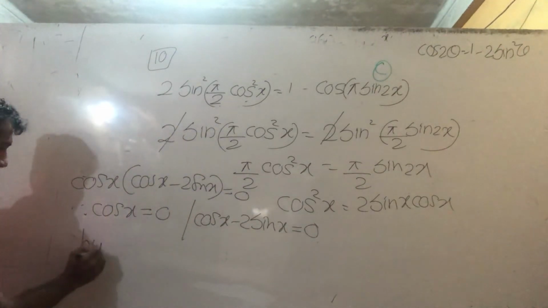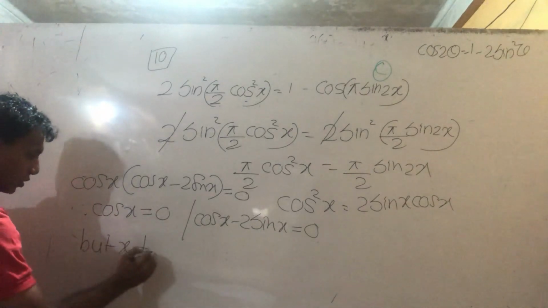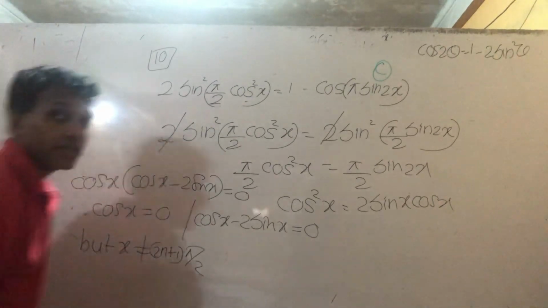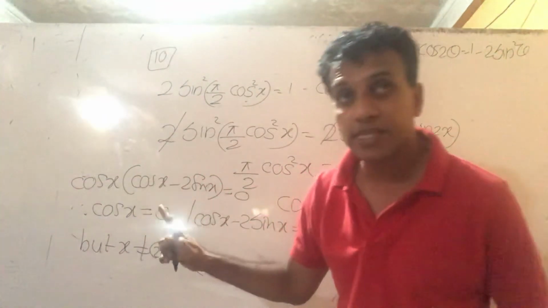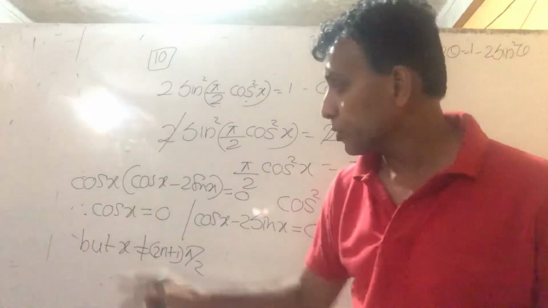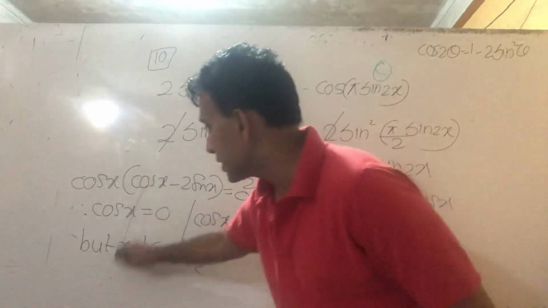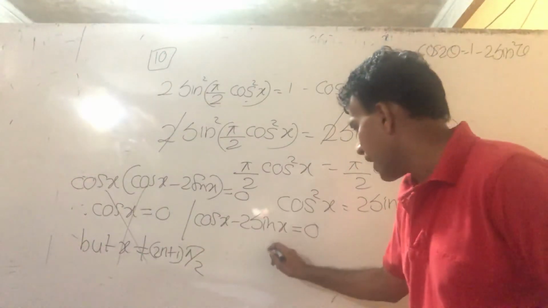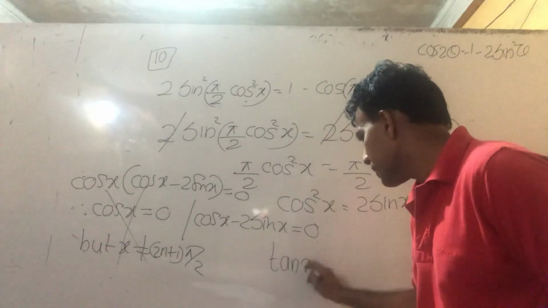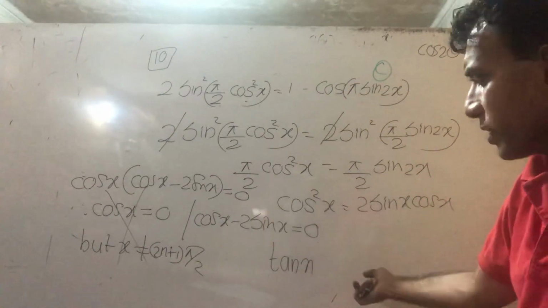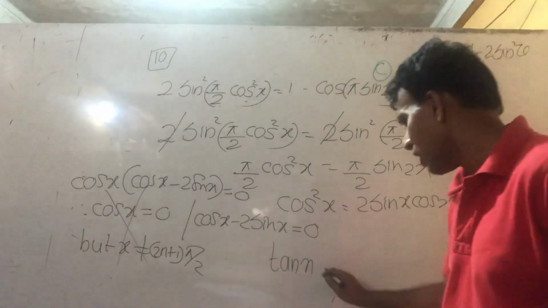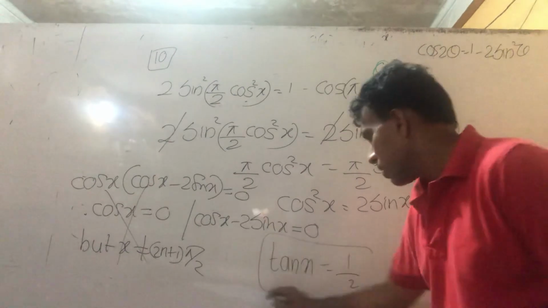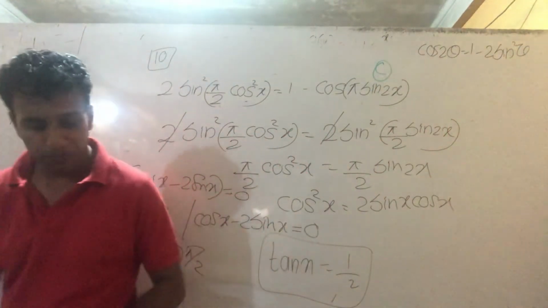But they said x is not equal to (2n+1)π/2. Therefore, you can't take x as 90 degrees, or 3π/2 or 5π/2, not valid. So here we won't take that part. Take a note, very important. So here you can find tan x. Solve, get it. cos x equals 2 sin x, divided by cos x. Tan x is half, is it? Okay, take tan x is half. It is a simple question, tan x is half.